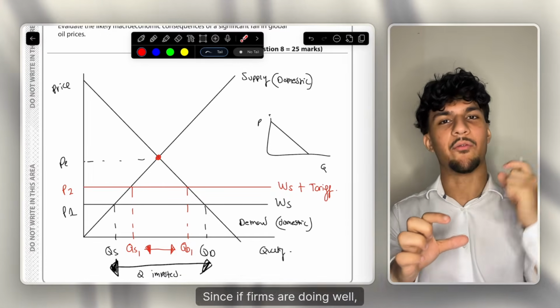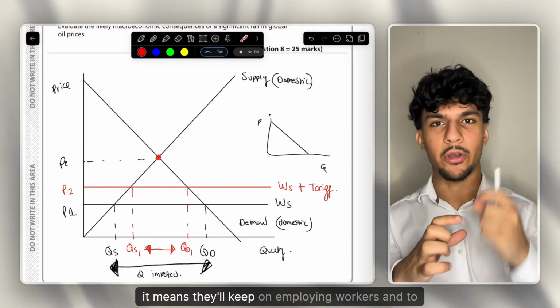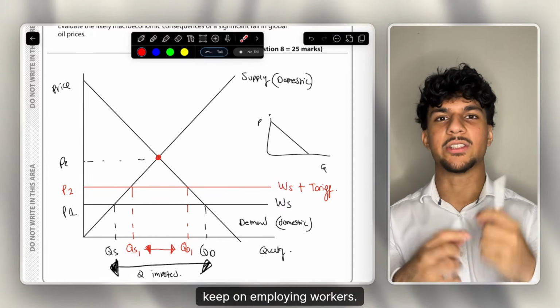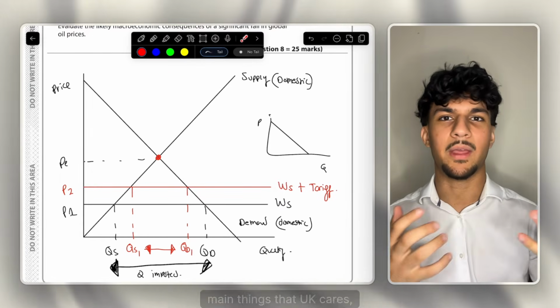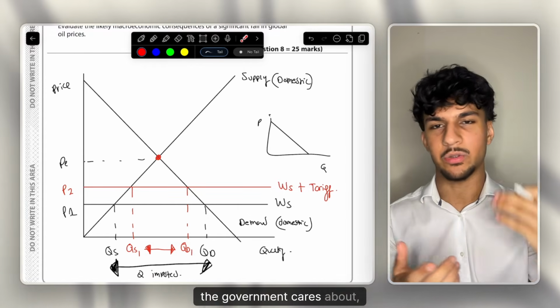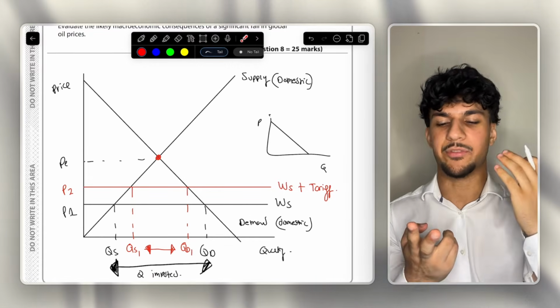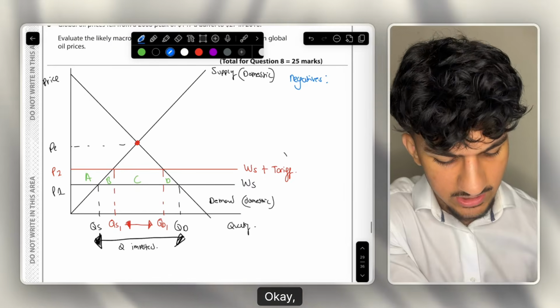Since if firms are doing well, if firms are making profits, it means they'll keep on employing workers. And keeping on employing workers, of course, leads to the main things that the UK government cares about, which is living standards staying fine, tax revenue staying fine, etc. Okay, so now back to the question.